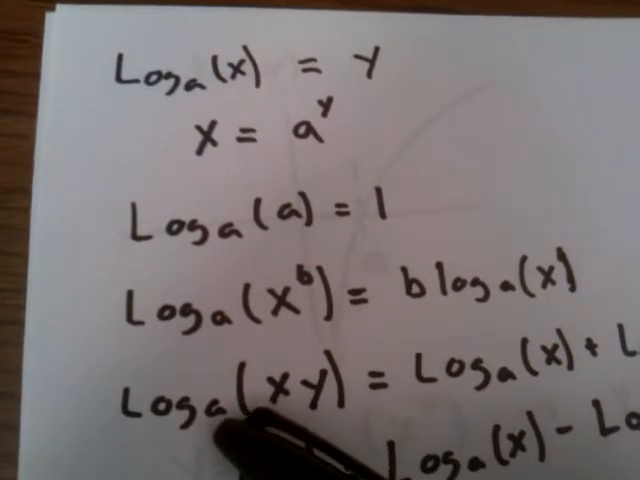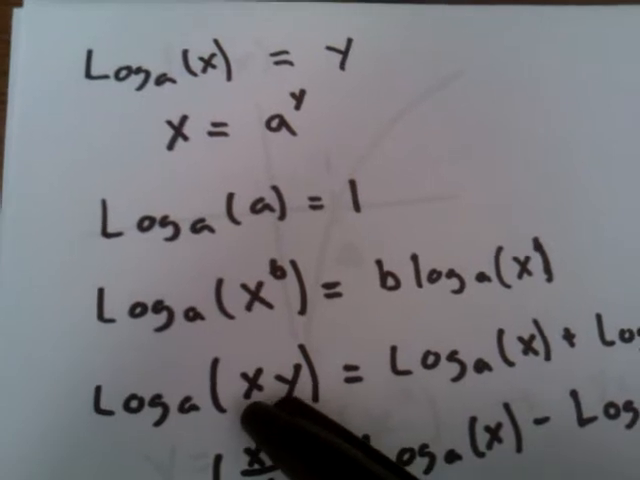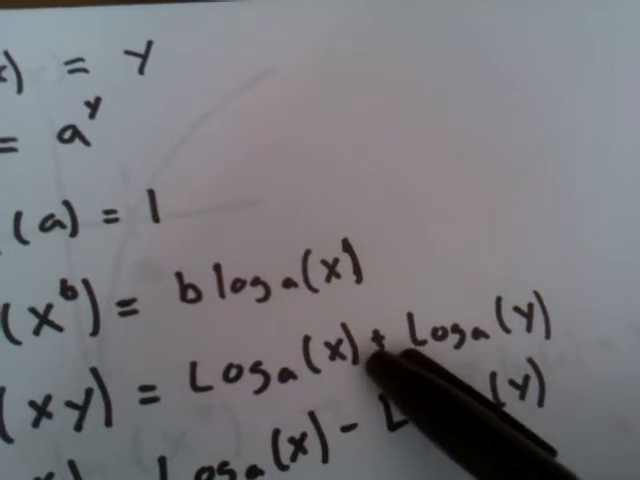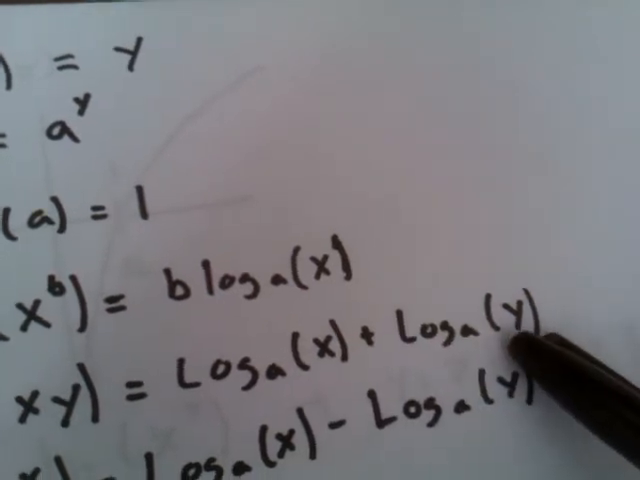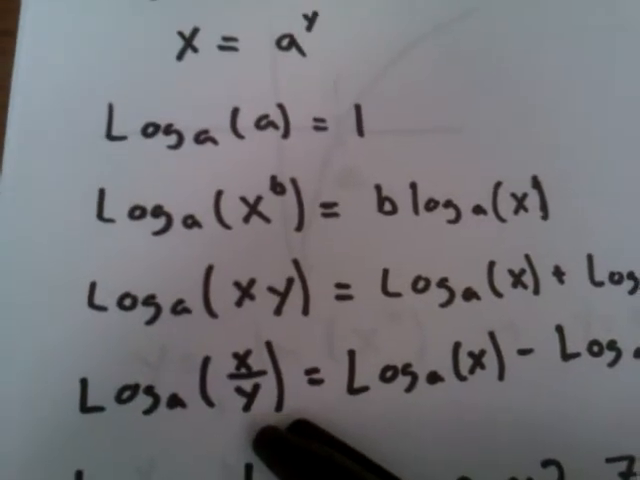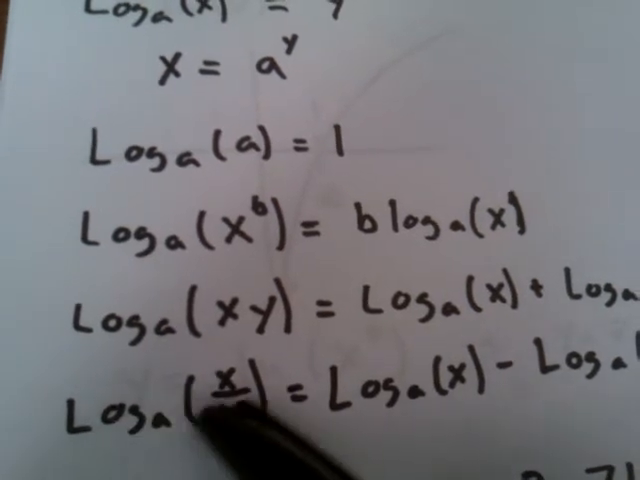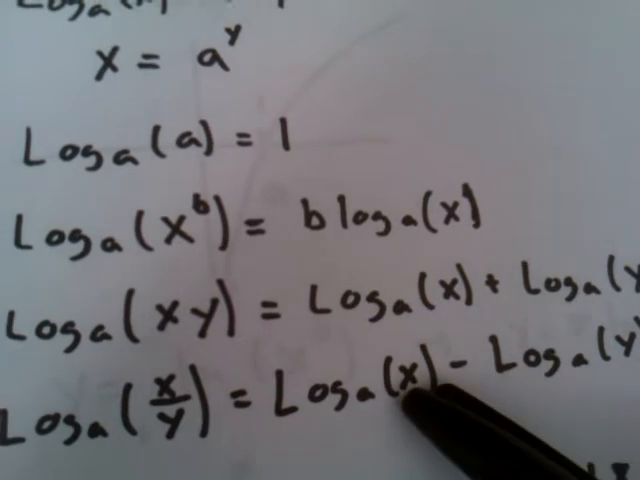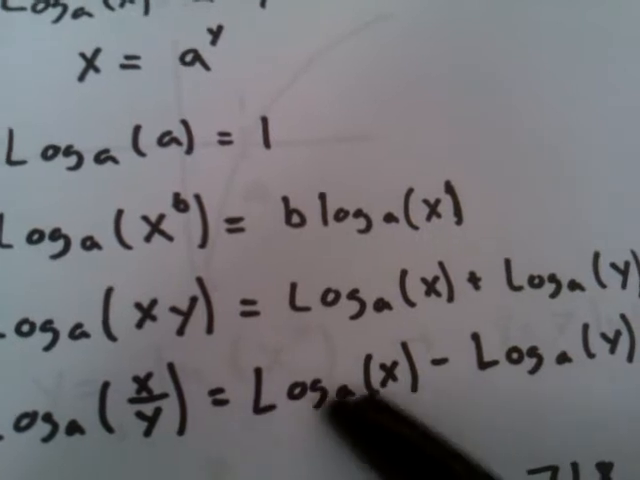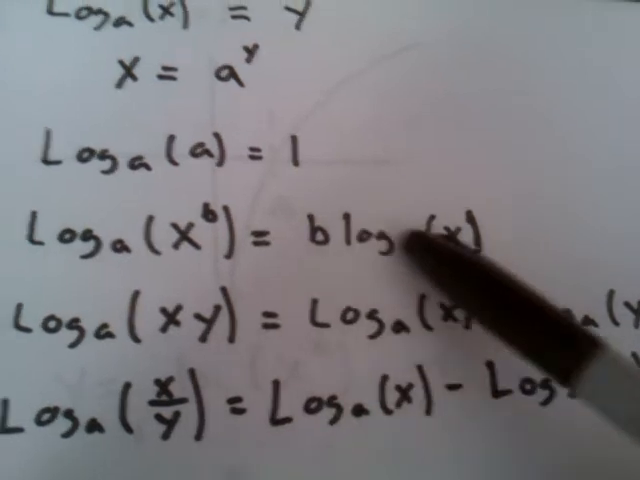Another important property is the multiplication rule. So if you have log base a of x times y, you can split it up into log base a of x plus log base a of y. Similar to this, if you have a ratio, you can split it up into log base a of the top minus log base a of the bottom. You can get to this rule by kind of combining this rule and this rule.